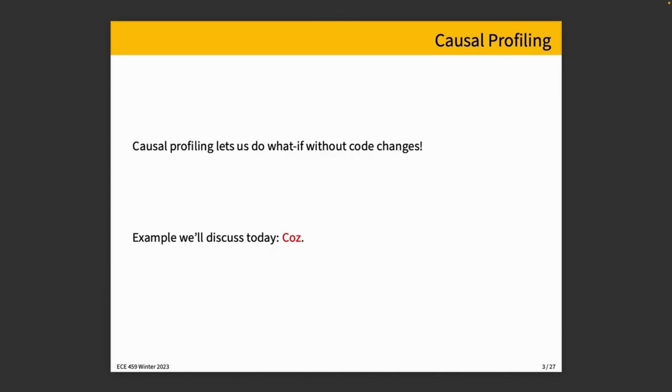And that's the real magic of this causal profiling, is we do the what-if scenario without needing to actually change any code. And the example that we're going to talk about today is a profiler called Coz, spelled C-O-Z, but pronounced like cause. And it does a what-if analysis that helps us to get an estimation of what would happen if we sped up a particular part of the code.